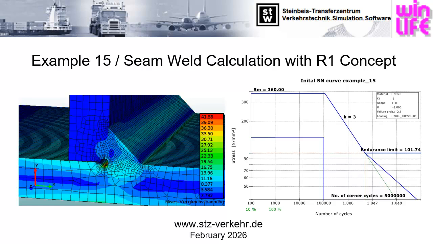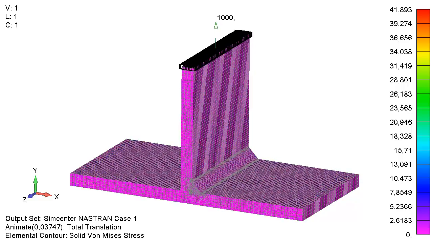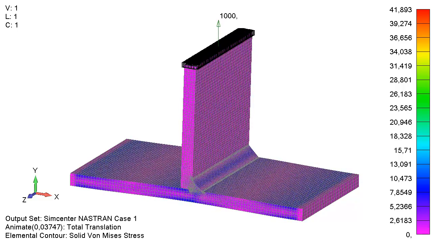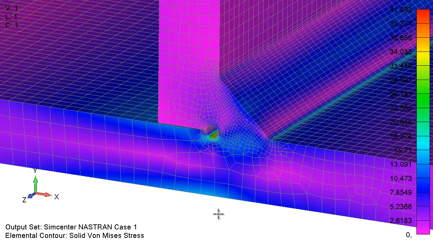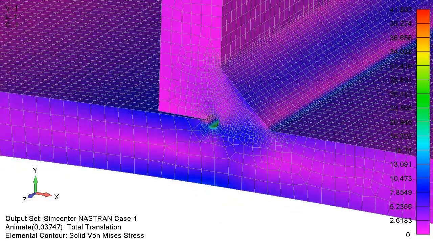The video shows the calculation of the fillet weld of a sheet metal joint. The notch stresses are determined using the R1-Concept. The radii at the weld root and weld transitions are 1 mm. The calculation model is shown as it deforms under a static load.